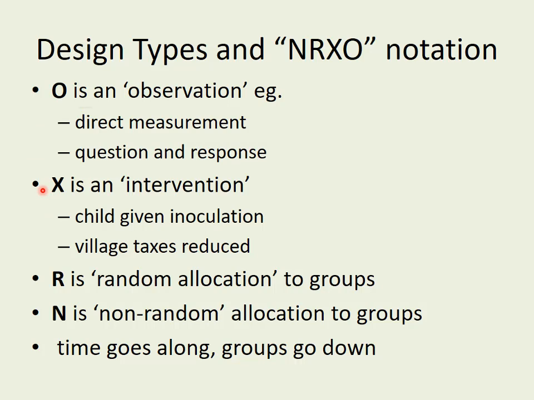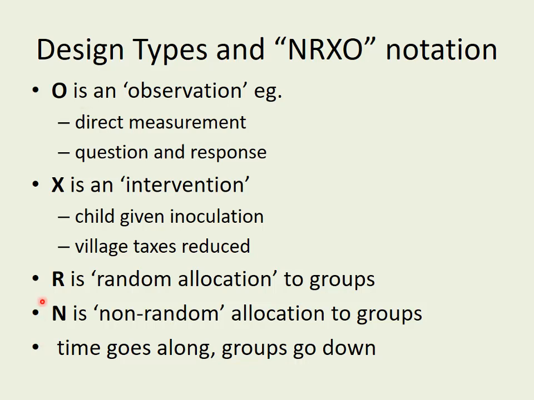X is an intervention in a situation. So a child being given an inoculation, a policy change like village tax reduced, could be something like an intervention of nature, like a storm or a hurricane or an earthquake. An intervention, something happens to disturb the normal flow of events.